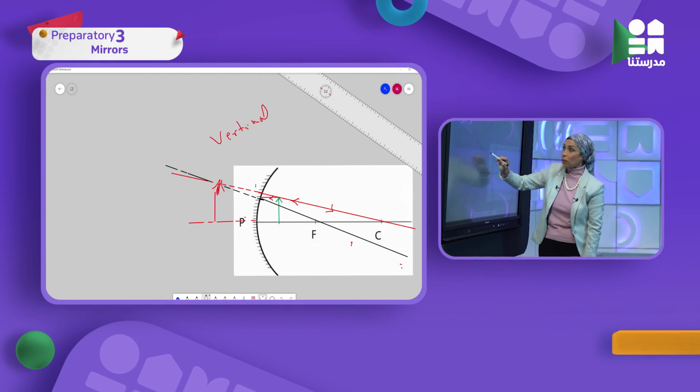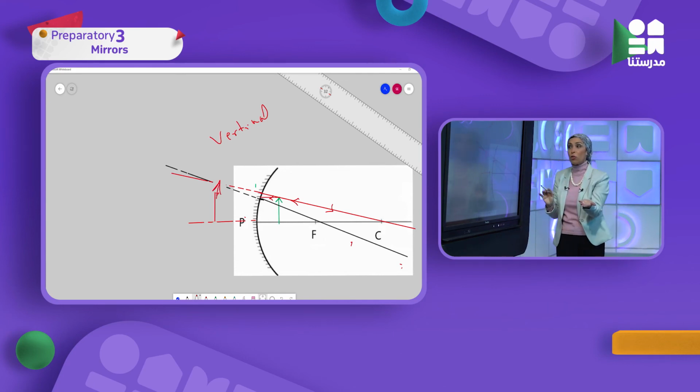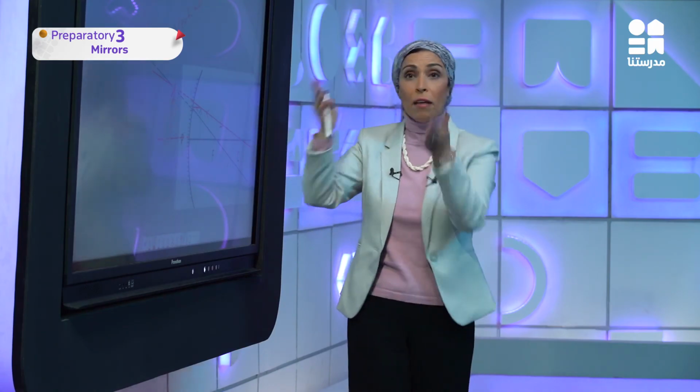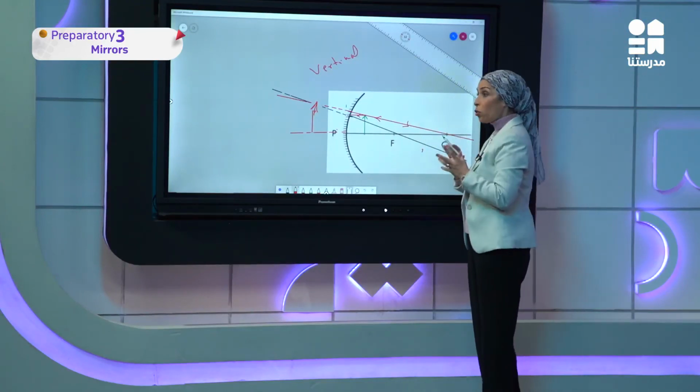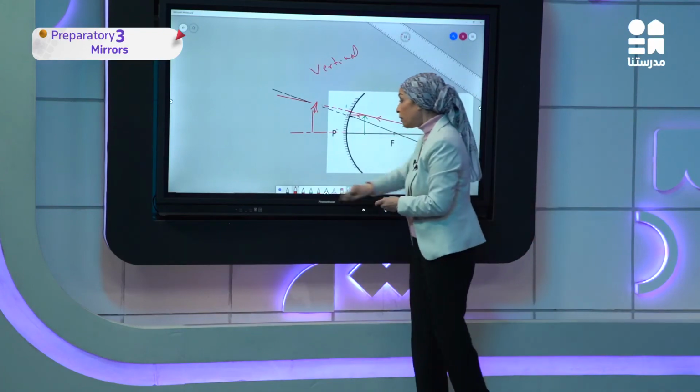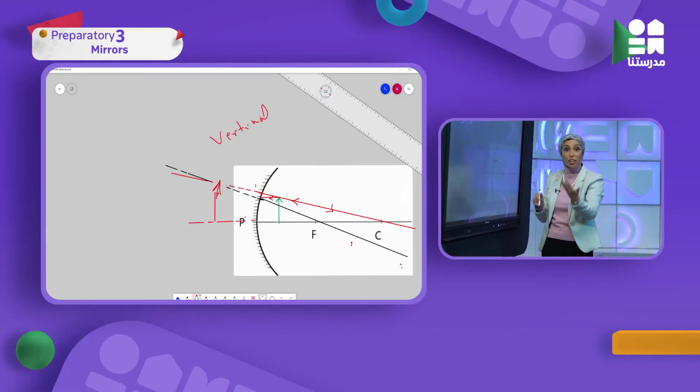Upright means erect. And what else? Behind the mirror. Let's fix it together. This is the tip here. So this image is virtual. Why? Because it's formed behind the mirror and it's upright. And what about its size? Its size is bigger than the size of the object. I did this case actually to know the difference between the real and the virtual image. The virtual image has to be behind the mirror, and we don't see it because it's formed behind the mirror.